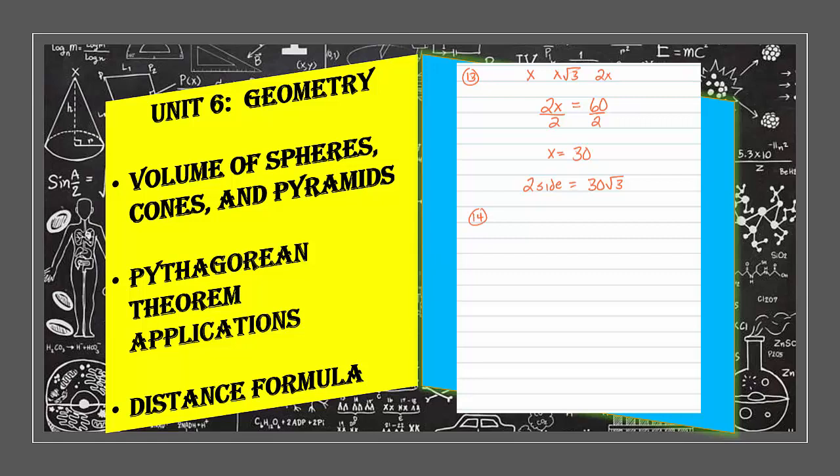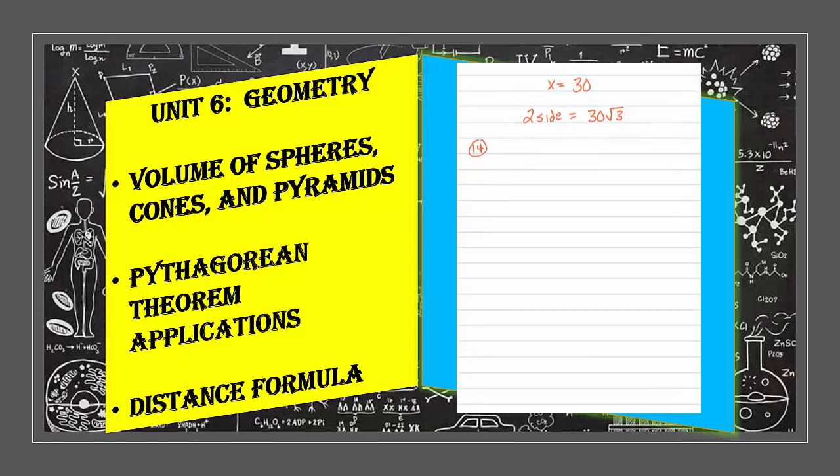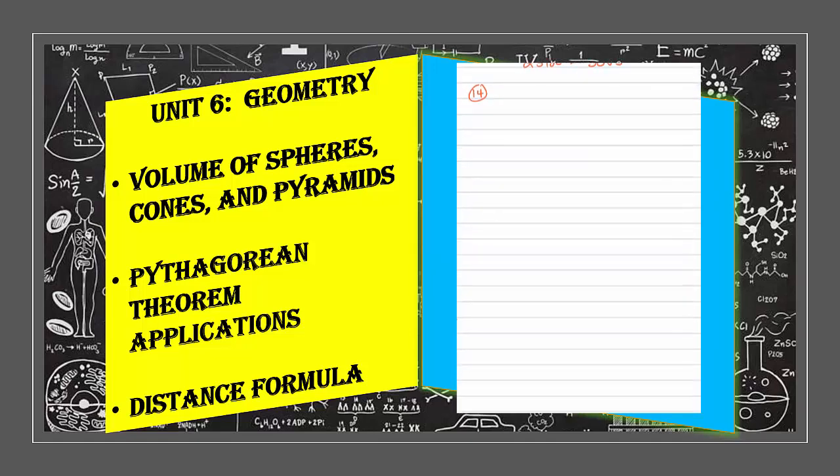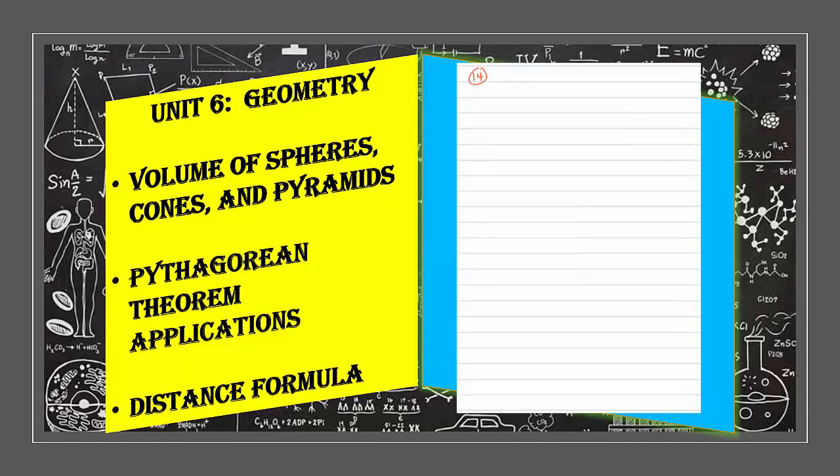Problem number 14, find the altitude for each of the following triangles. While looking at this triangle, I can see that it has a 60-degree angle and it has a right angle, which means the other angle that's not labeled is 30 degrees. So we're dealing with a 30-60-90 special right triangle. We're also given the hypotenuse. And the hypotenuse is 2 times my shortest leg.